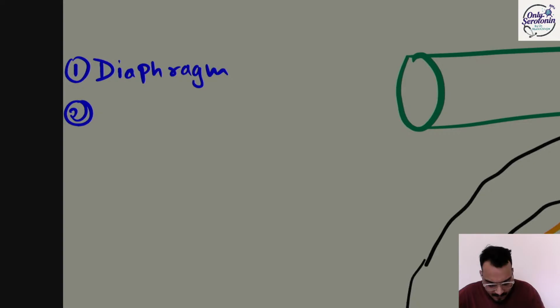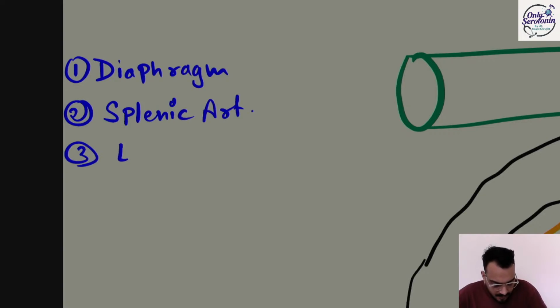Let's write all the things which are present behind the stomach. So first of all, it is your diaphragm. Then second, you are having the splenic artery. Third, you are having the superior part of the left kidney.